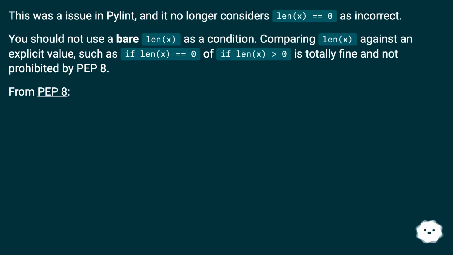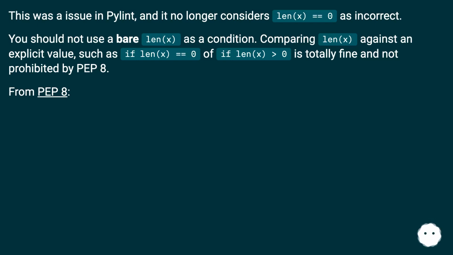This was an issue in Pylint, and it no longer considers len(x) == 0 as incorrect. You should not use a bare len(x) as a condition. Comparing len(x) against an explicit value, such as if len(x) == 0 or if len(x) > 0, is totally fine and not prohibited by PEP 8.